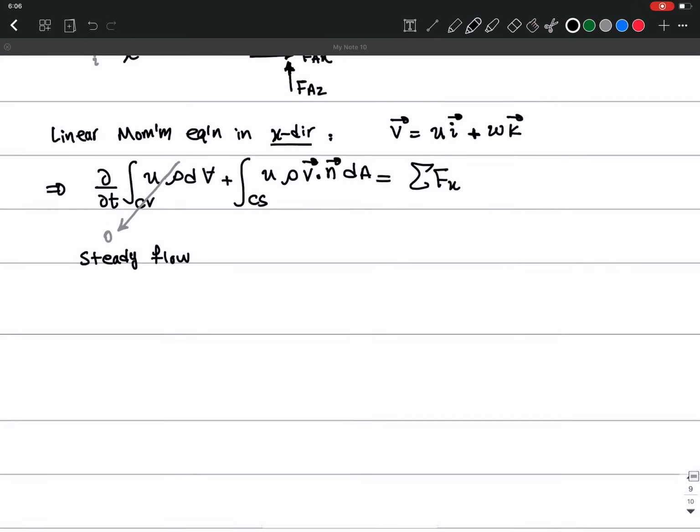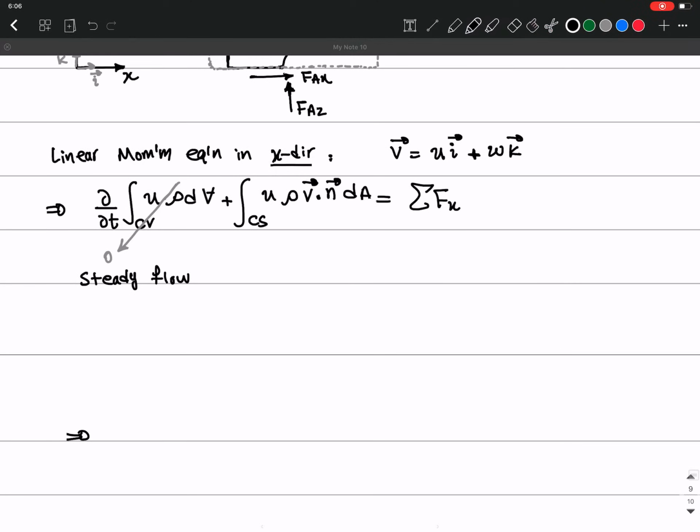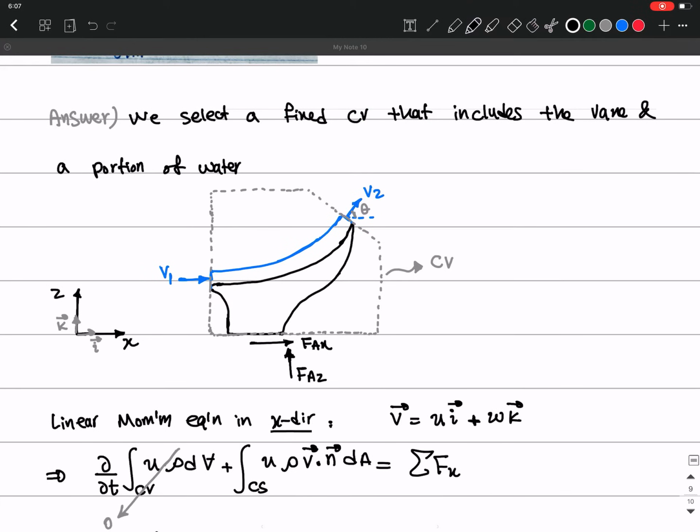So this leads to the integral over the control surface of u rho v dot n dA, which equals to what? So in the x direction, the first one, this is going to be the integral over the control surface where the fluid exists, okay? So where the fluid exists on my control surface, the control surface is this gray dashed line that I've drawn, right? Where the fluid exists on the control surface is going to be these two green places that I have pointed here.